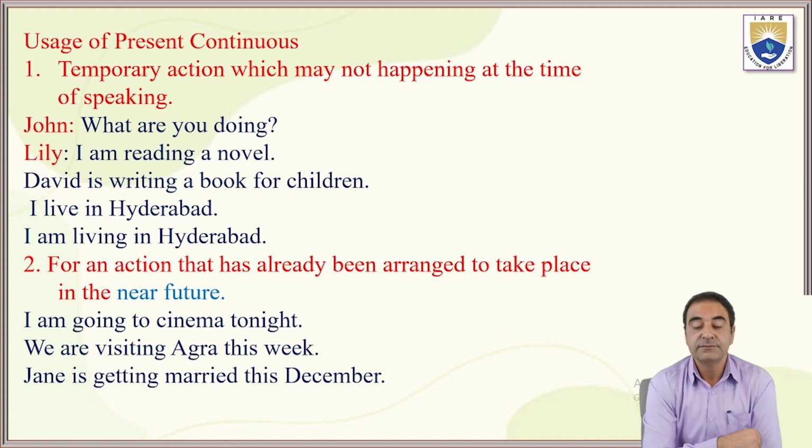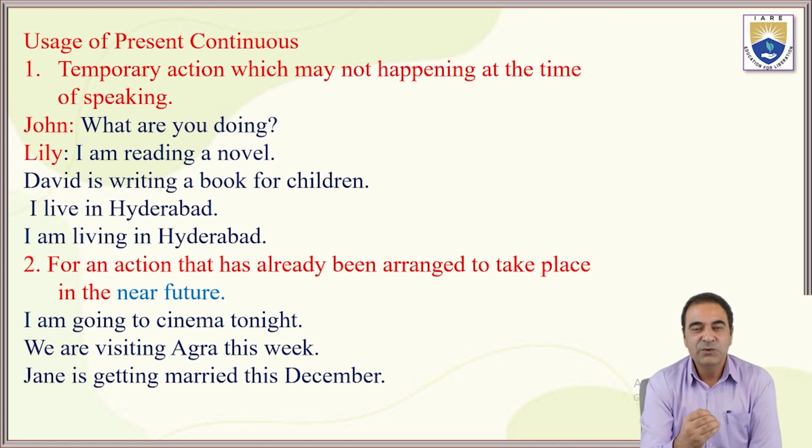Now, see the first sentence, first dialogue. What are you doing? John to Lily: what are you doing? And see the answer of Lily: I am reading a novel. But here, actually, at the time of speaking, she's just giving an answer to John. She is not reading the novel.